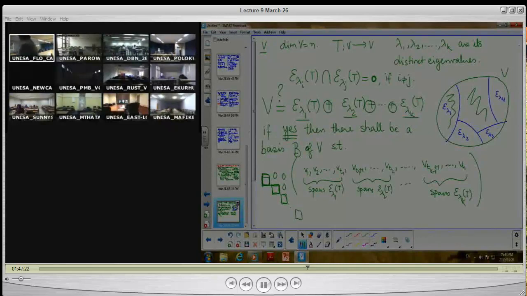Okay? Furthermore, there come in two more things. Remember, lambda 1 is an eigenvalue. That means it is a root of a polynomial. Now the root of a polynomial might be a single root, it might be a multiple root. Okay? So what is a multiple root? So let's recall.